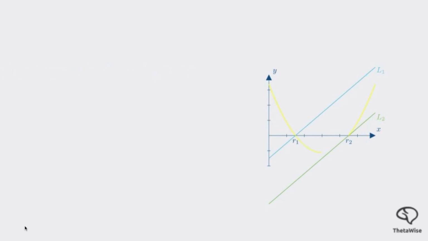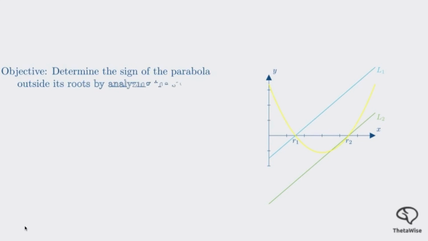We can now complete our sketch of the parabola. We see that it opens upwards. We've now met our objective for this scene, which was to determine the sign of the parabola outside its roots by analyzing the signs of the two linear factors.